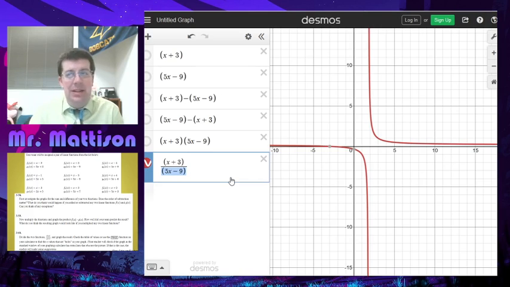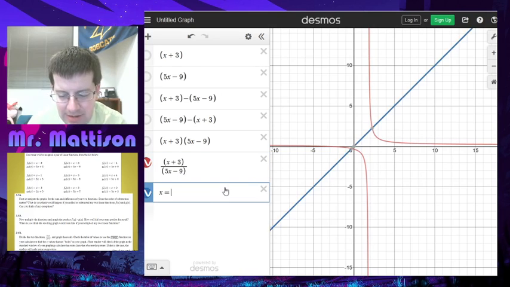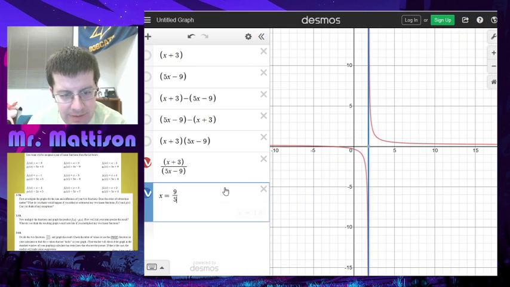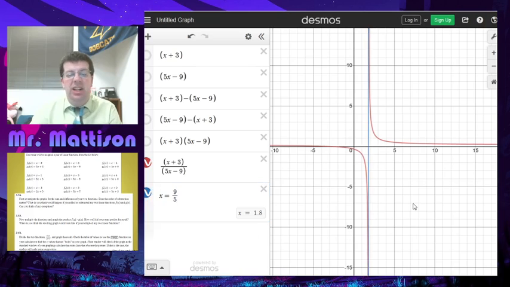So I get 5x is equal to 9 divided by 5, and I get 9/5. So 9/5 is going to be the value of x that makes this 0. So I should have my vertical asymptote at 9/5. So let's check that out. X equals 9/5. And there is my asymptote right where it should be.